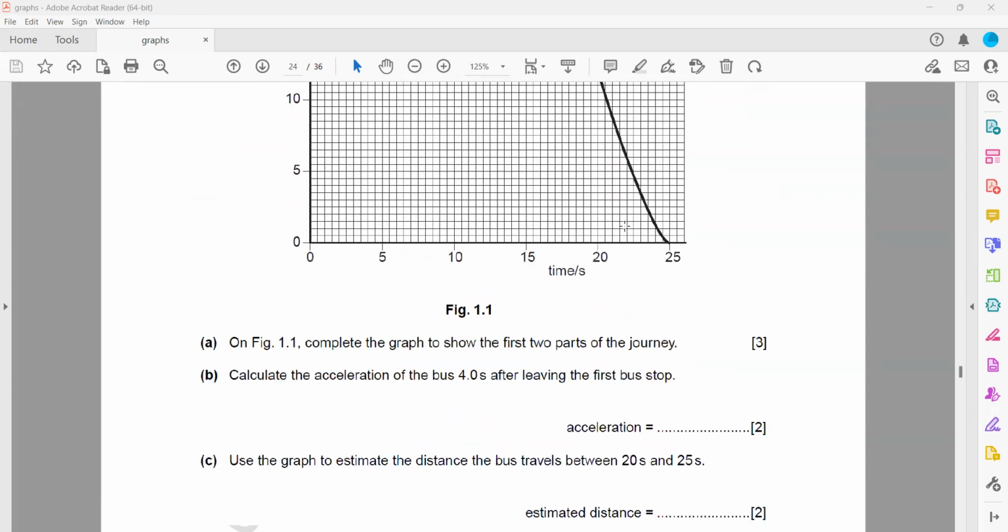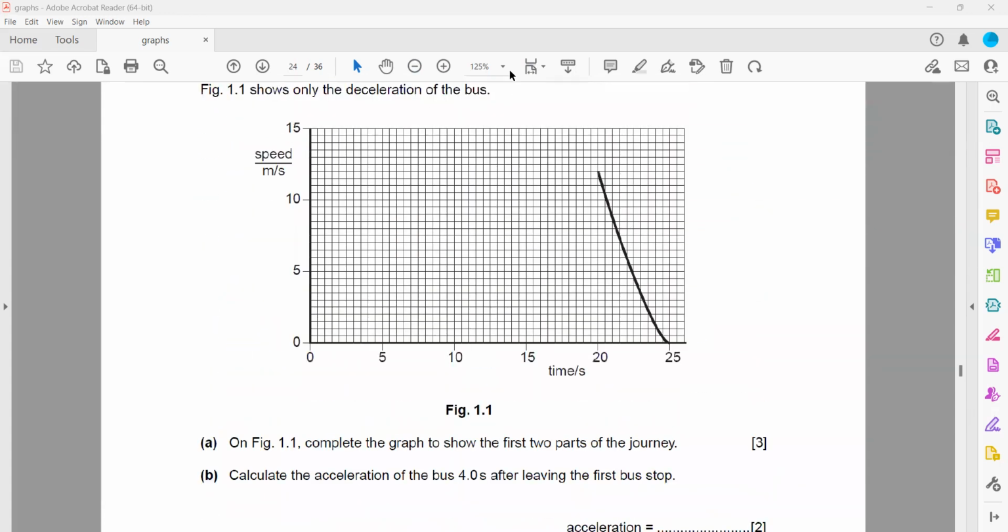Estimate the distance from 20 to 25. So you just have to do estimation here, like find the area under the graph, and your estimated value should be less than this because it is not making a perfect triangle. So if you use half base times height, the base is equal to 5 and height is how much? That is 12. So half base times height, when we simplify, 6 multiplied by 5, 30.